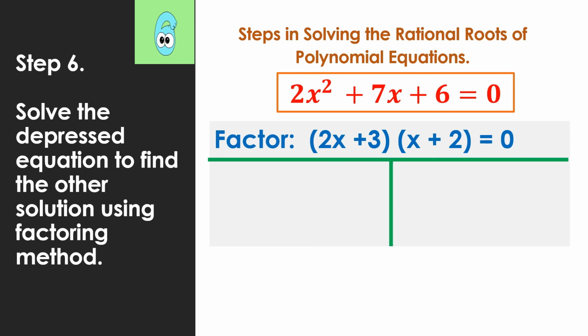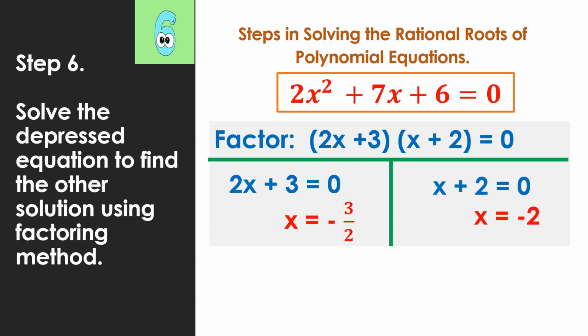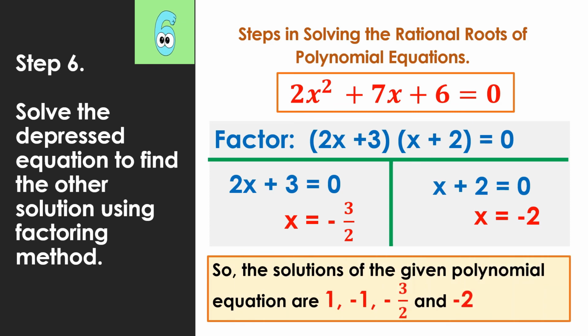Then, using the zero product property, we will equate the factors to 0. So the first one is 2x plus 3 equals 0, and the answer is x is equal to negative 3 halves. And then the other factor, x plus 2 equals 0. The answer is x is equal to negative 2. So, the solutions of the given polynomial equation are 1, negative 1, negative 3 halves, and negative 2.